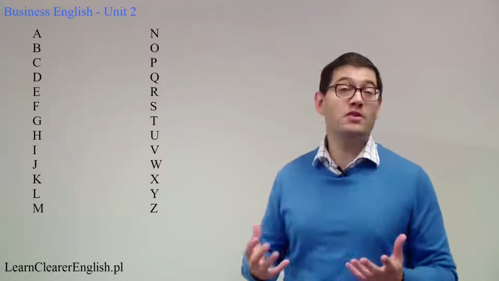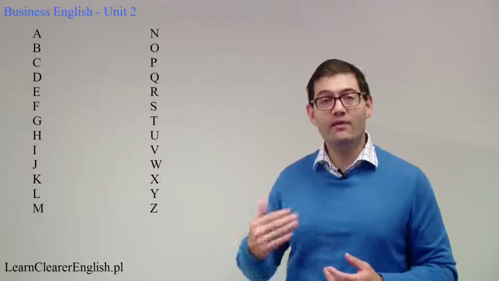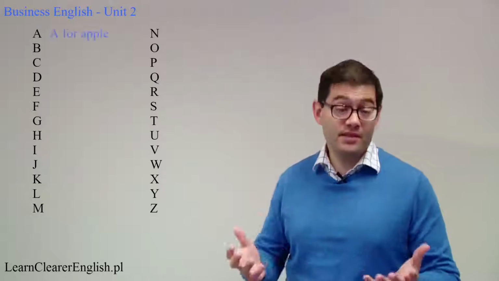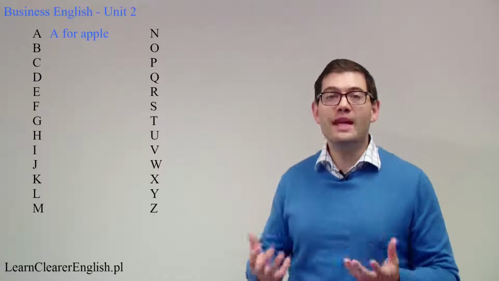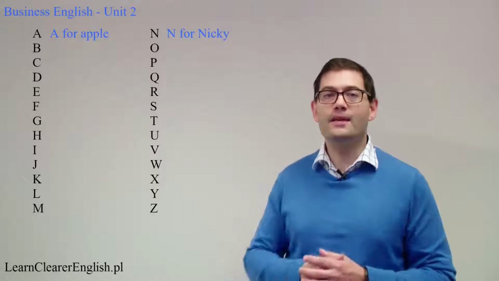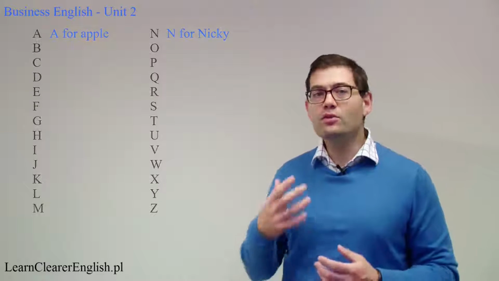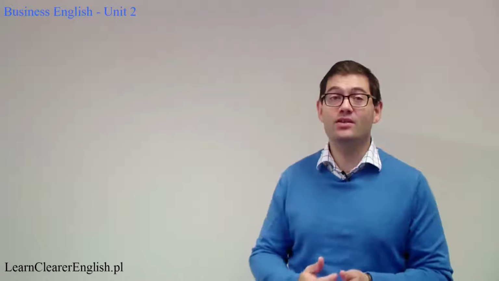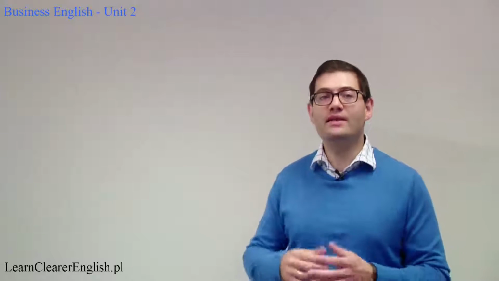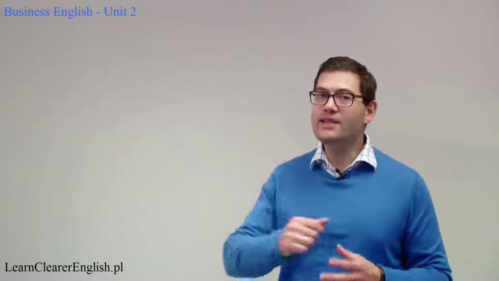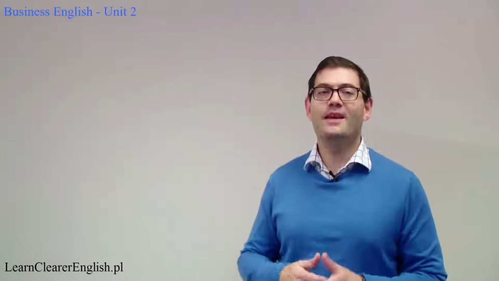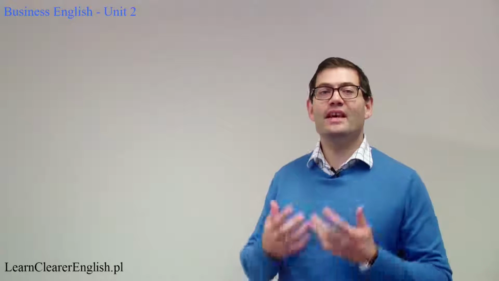However, most people might simply use the A for Apple approach. Here you can either stick to very well-known objects, such as A for Apple, or names, like N for Nicky. Secondly, you'll also need to have a very good grounding in how to say numbers in English. So if you're unsure about how to express numbers, please revisit Business English Unit 1. Okay, that being said, let's have a look at some simple telephoning basics.